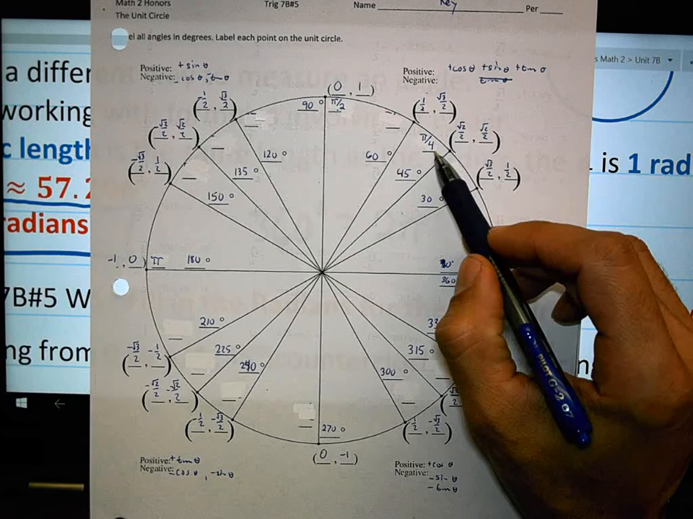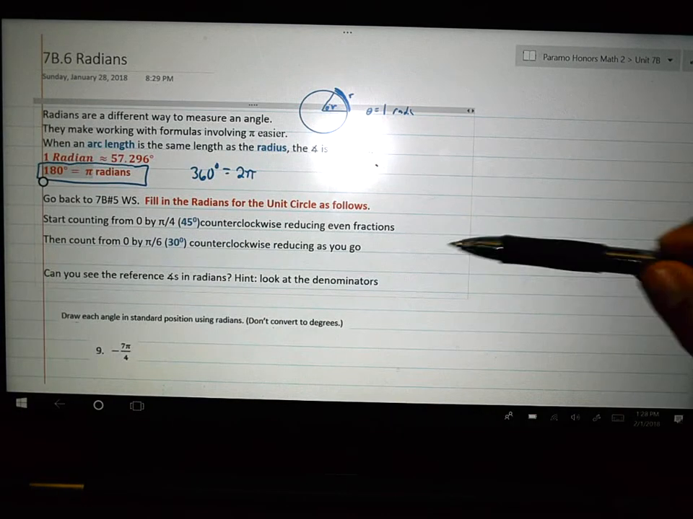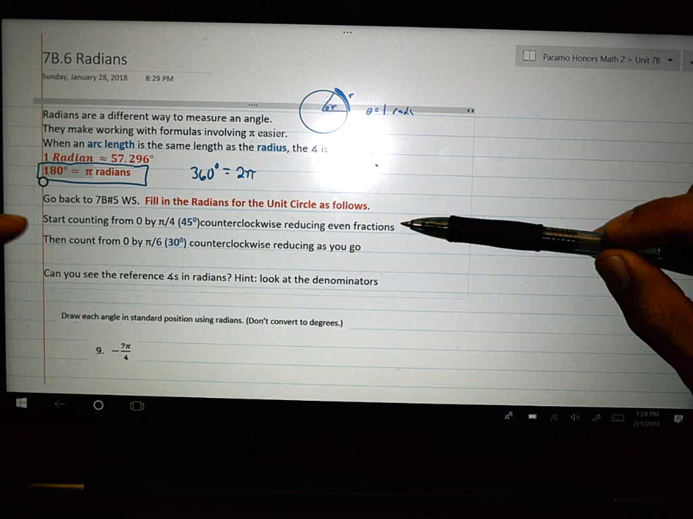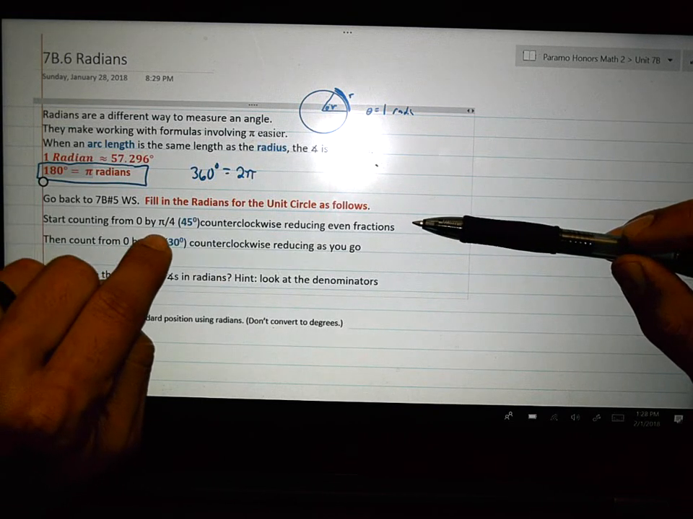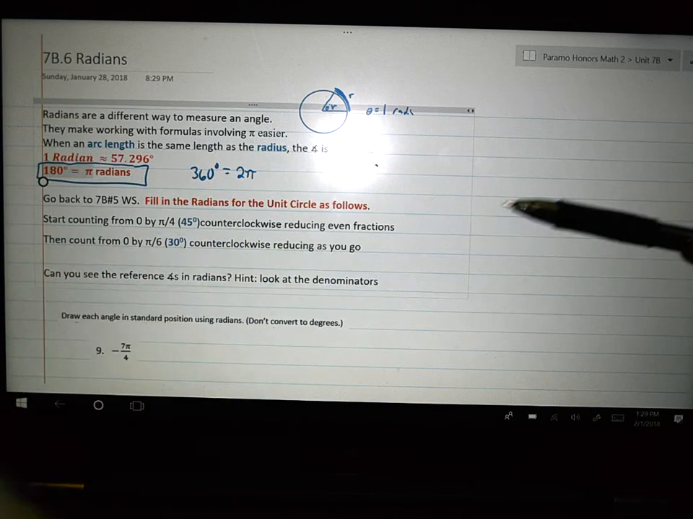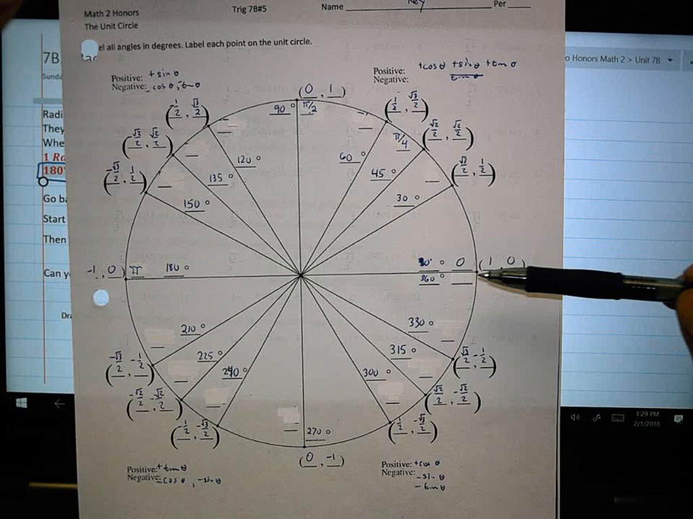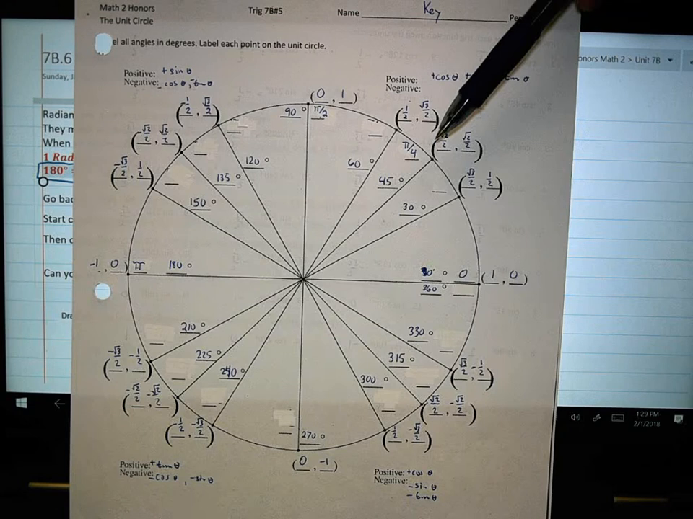You fill that in. And our directions on this particular page that we wrote down in our notes say, start counting from 0 by pi over 4s, counterclockwise, reducing even fractions. So we're going to go all the way around this thing. Okay? Here's what I mean. This angle that I'm pointing at is 0 radians. Then I went pi over 4 radians.